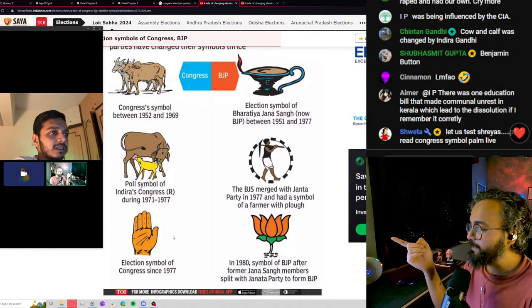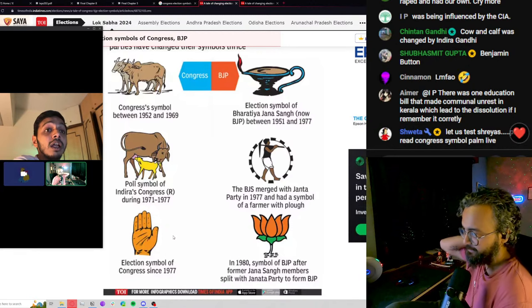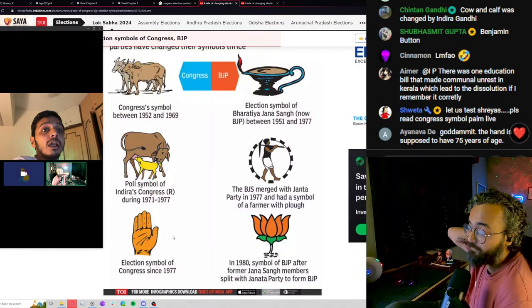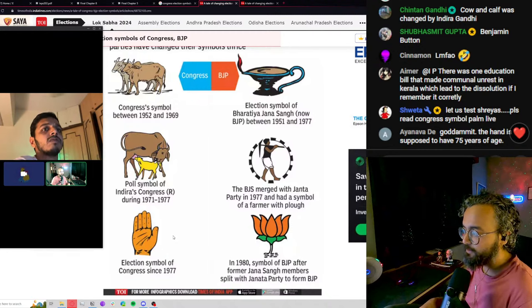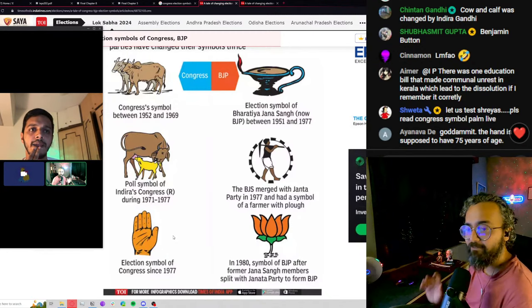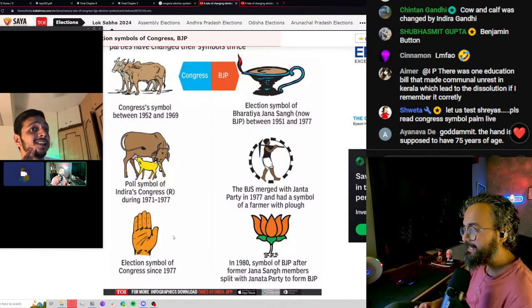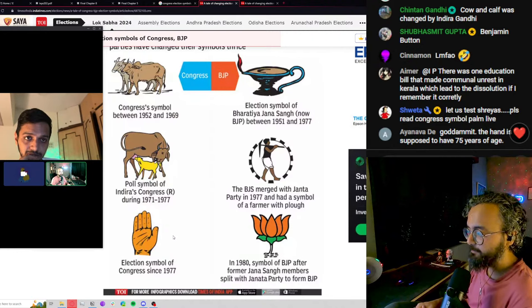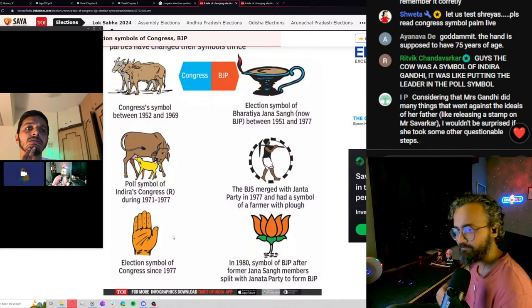Okay. BJP though. BJP was a lamp before, but that was Bharatiya Jan Sangh between 1951 and 1977. Then BJS merged with Janata Party in 1977 and had their symbol of a farmer with a plow. Okay. Then, in 1980, the symbol of BJP: former Jan Sangh members split from Janata Party to form the BJP. There the lotus came.